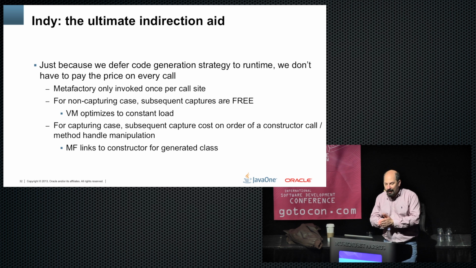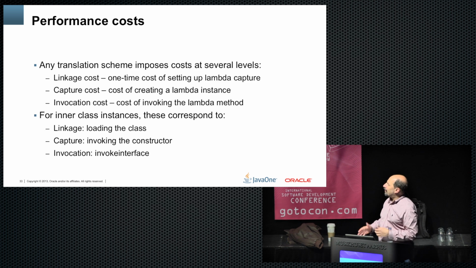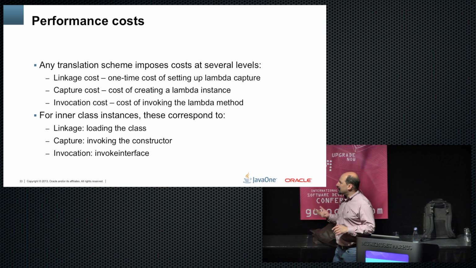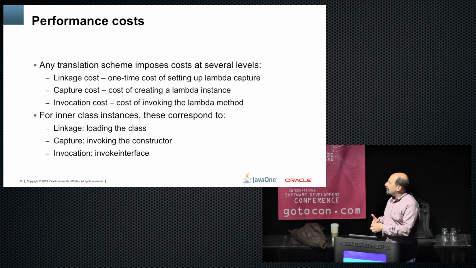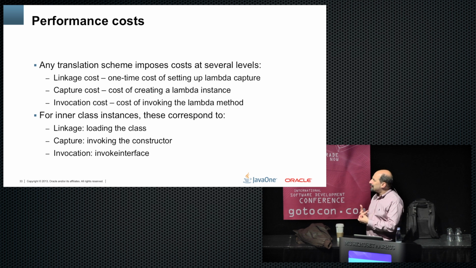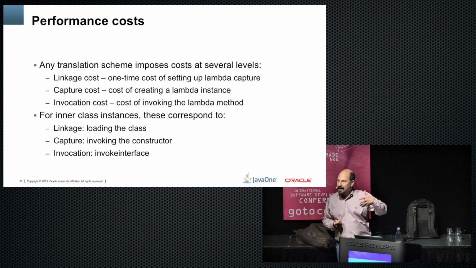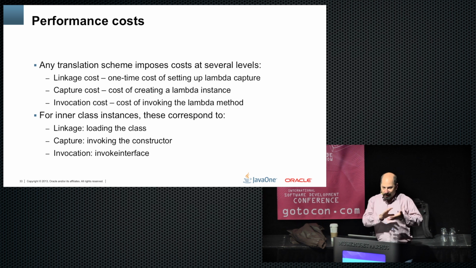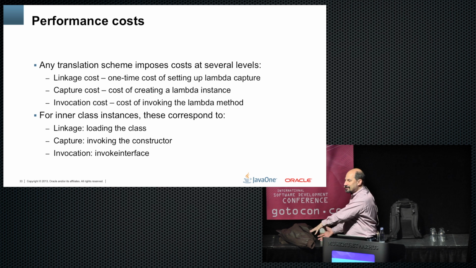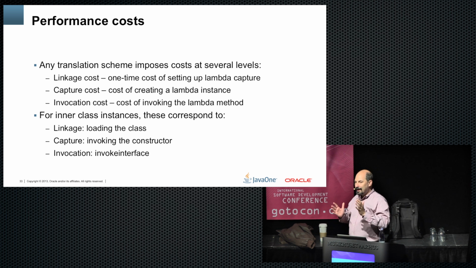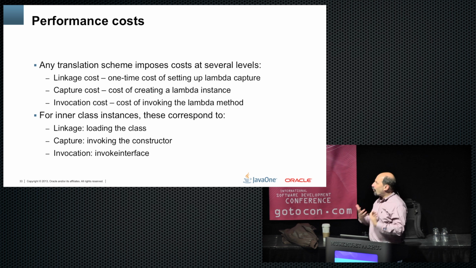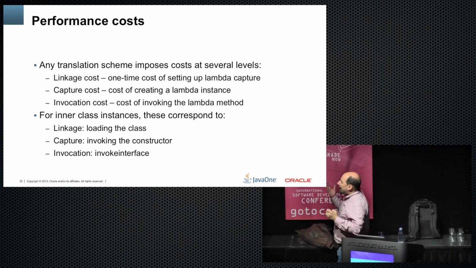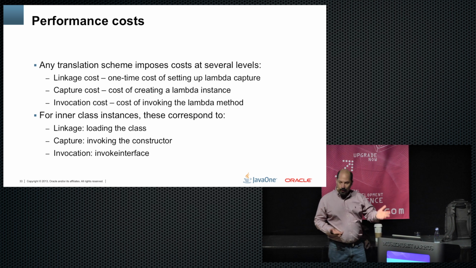So let's break this down a little bit. If we look at the different layers of cost involved in translation from Lambda to bytecode, there's really three significant layers of cost. There's linkage cost, which is the one-time cost the first time you capture that. So in the case of inner classes, linkage cost looks like class loading, right? The first time you instantiate a given inner class type, which translates down to like new Foo$1, it's got to go to the file system, read those bytes off disk, load the class. The next time you capture that same kind of inner class, you don't have to go back to the file system and read those bytes off disk because you've already loaded the class.